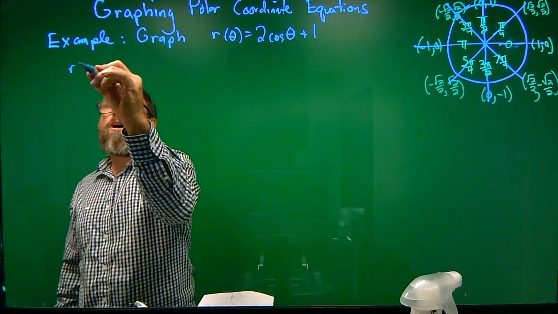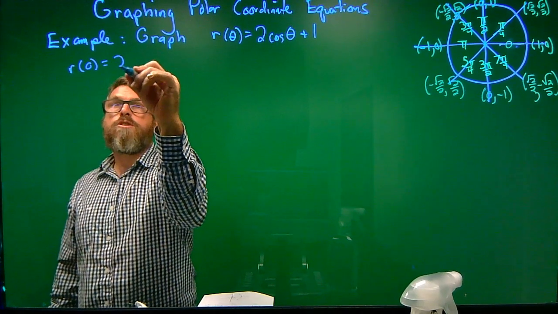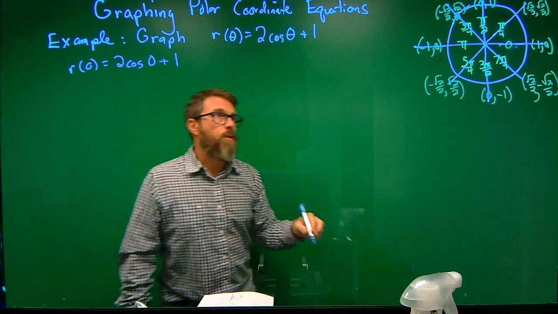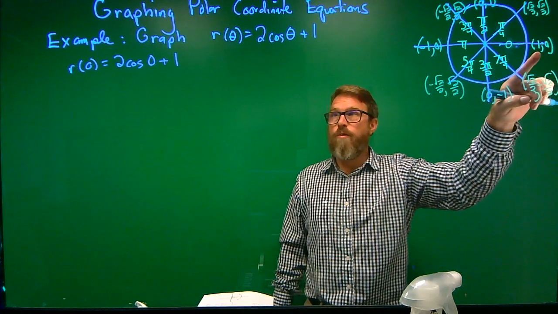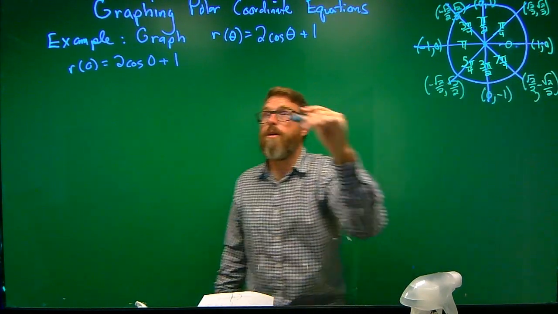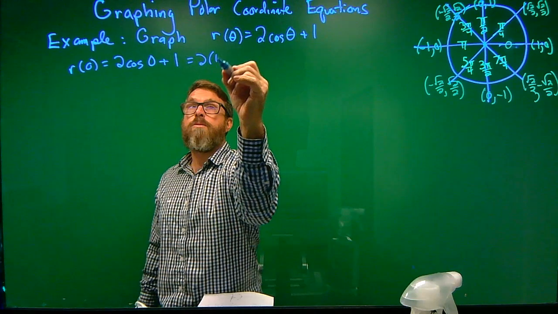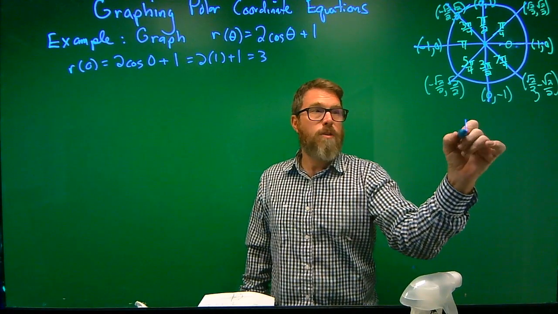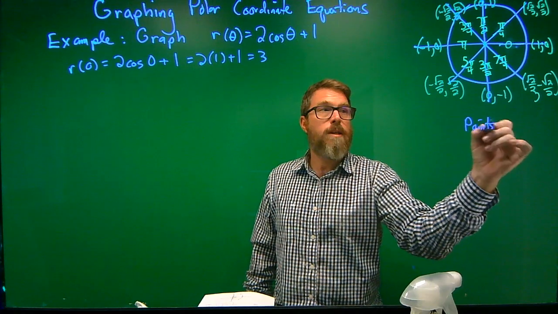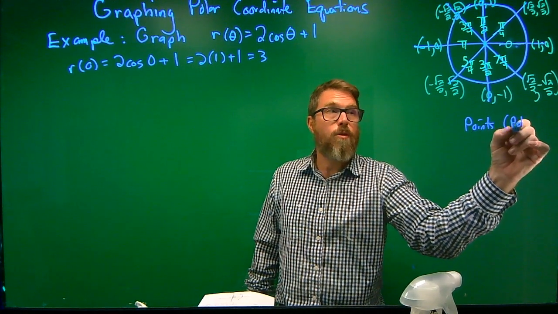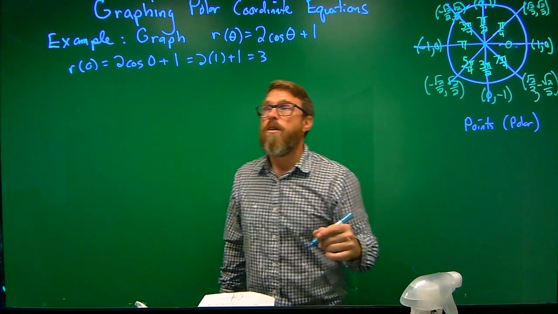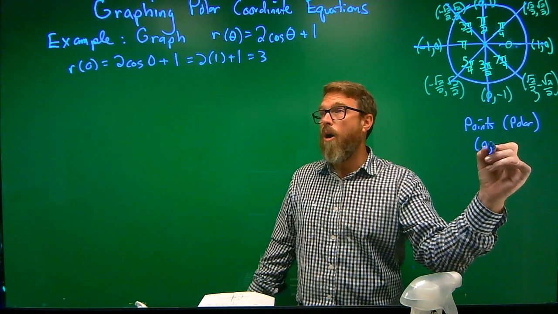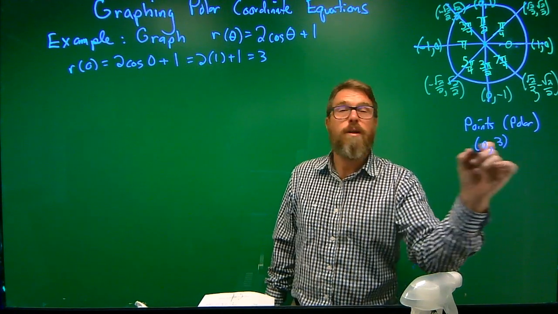So what about r of, say, 0? Well, this is 2 cosine of 0 plus 1. And what we know is the cosine of 0 is going to be the x-coordinate over here. So this is 2 times 1 plus 1, which we get 3. And I'll start labeling the points over here. And now these points are going to be in polar form. So our first point is going to be angle 0. R, or distance from the origin, is going to be 3.